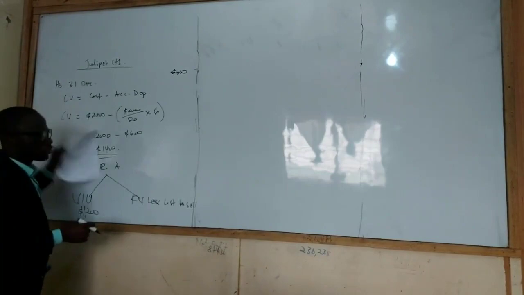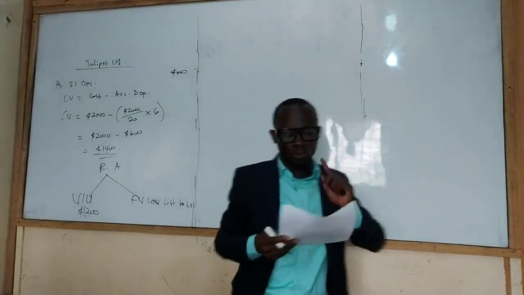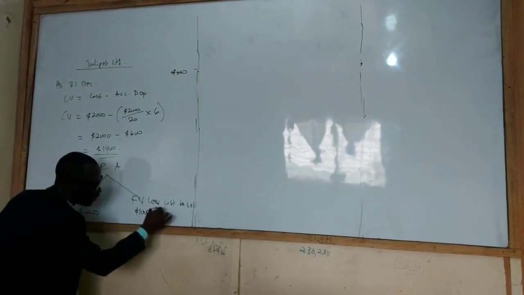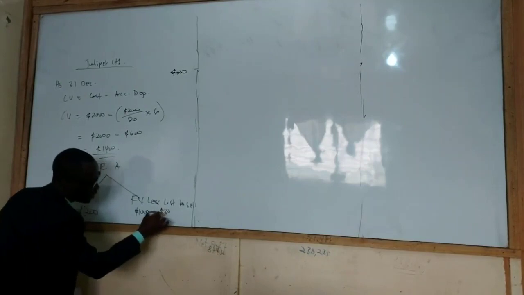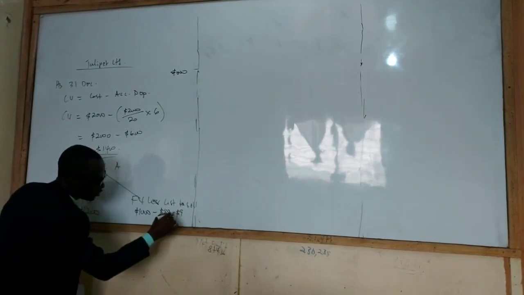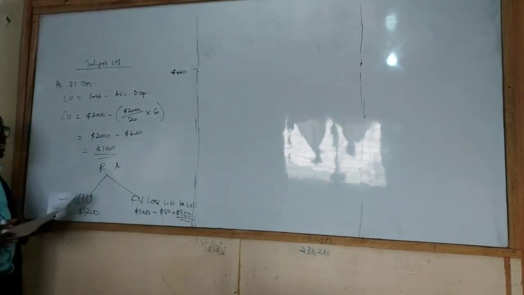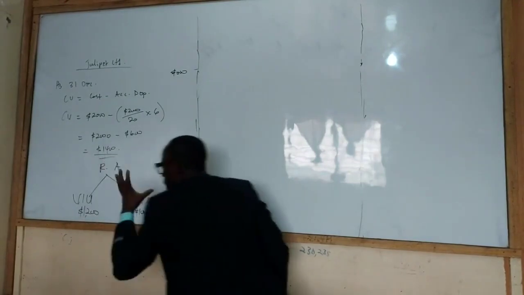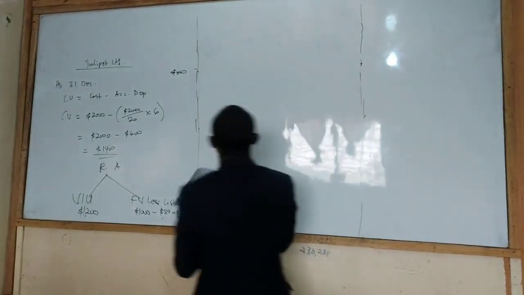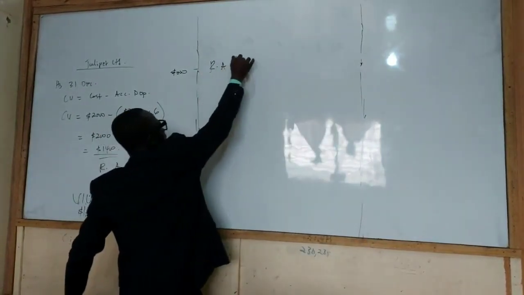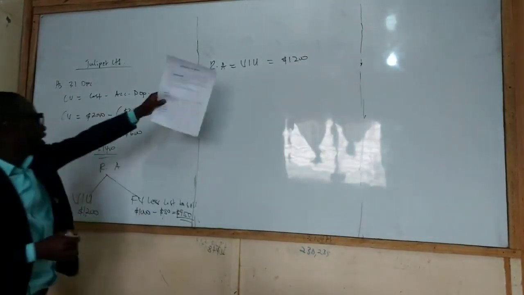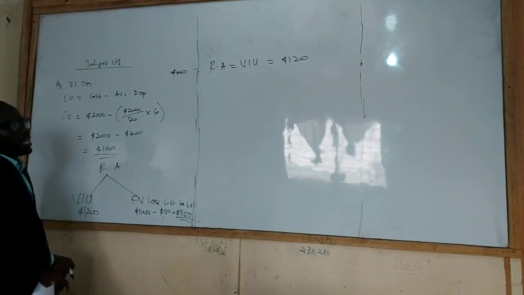Then the fair value less cost to sell: 1 million minus 50,000. So that would be 1,000 minus 50, which gives 950. We say recoverable amount is the higher of the two. So which is higher? 1,200, the value in use. Hence, the recoverable amount of the asset will be the value in use, which is 1,200.